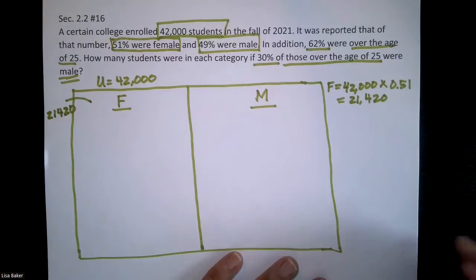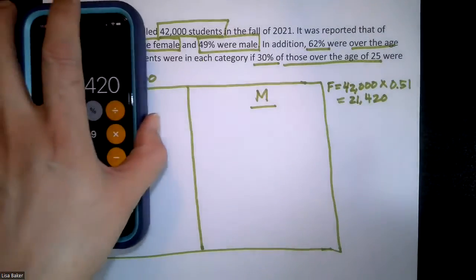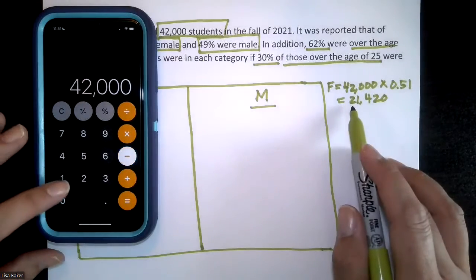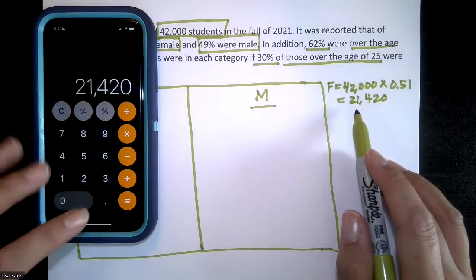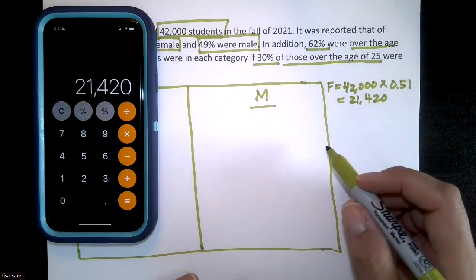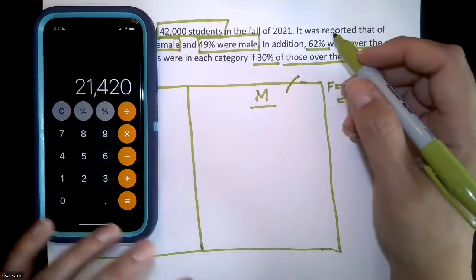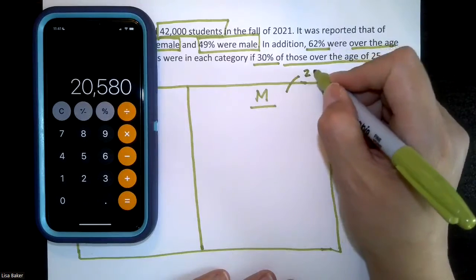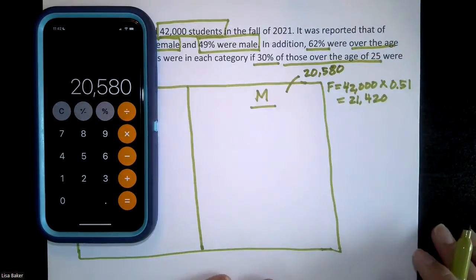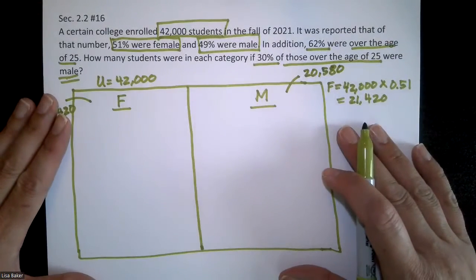Now to get the male, you could say 0.49 times 42,000. You can also just say 42,000 minus 21,420. If you figured out the female, then the male is what's left over. That comes to 20,580. So now I know the totals of female and male.